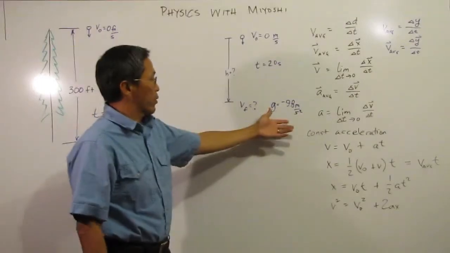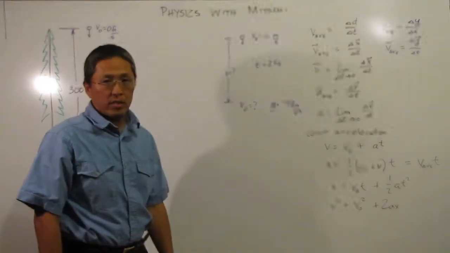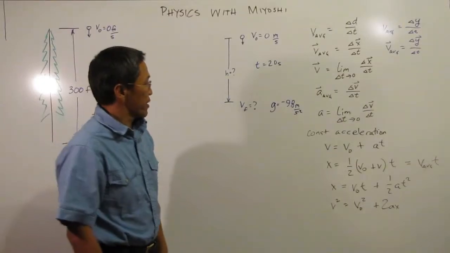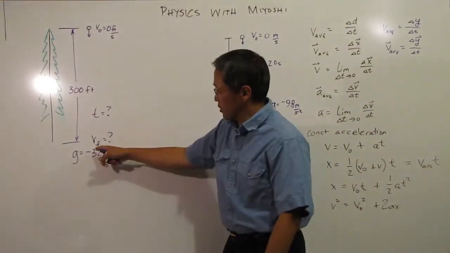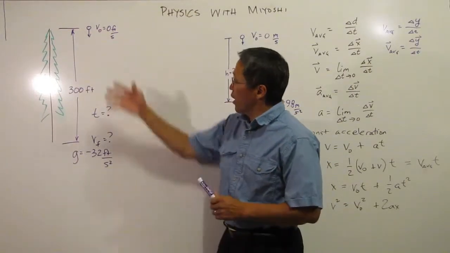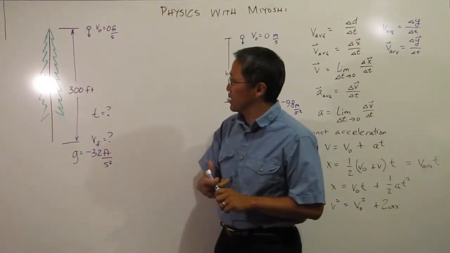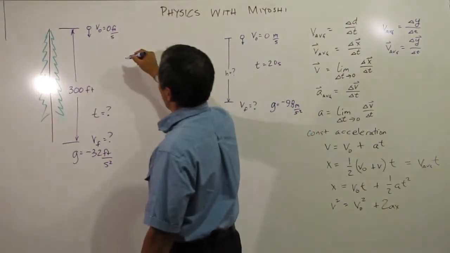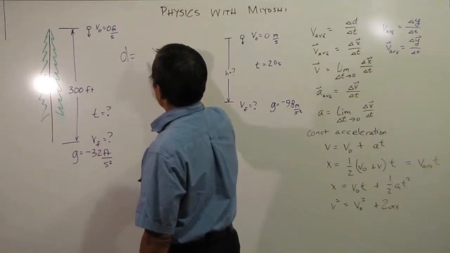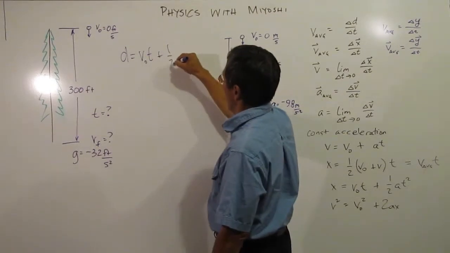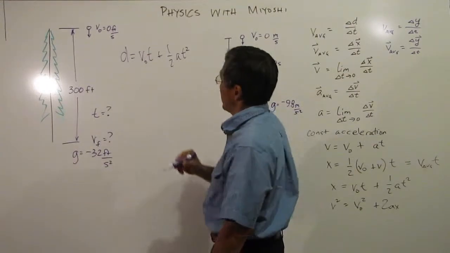We're going to use the gravitational constant of negative 9.8 meters per second squared, SI units, and the other one we're going to use English units of negative 32 feet per second squared. Okay, so how are we going to do this? If we know the height, then we can simply use the equation: distance is v0 times t plus 1/2 at squared.